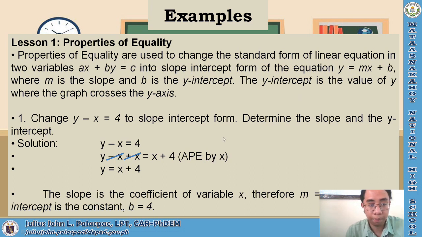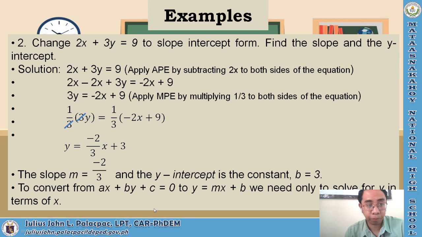So getting the slope, we have x. The coefficient of x is automatically 1. Therefore, m, or the slope, is 1 and the y-intercept is positive 4.